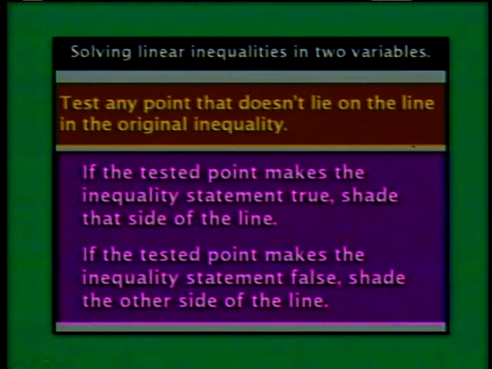Before I leave this screen, I do want to mention a mistake that I've seen people make on this step: test any point that doesn't lie on the line in the original inequality. There's a couple mistakes I've seen people make. One mistake is they'll test a point that's not on the line in the boundary equation. Well, that's inevitably going to be false because the only solutions to the boundary equation are points on the line. Another mistake is they'll test a point on the line. Well, if you test a point on the line, that's really not going to give you any indication whether you need to be above or below the line. So watch out for those two common errors.